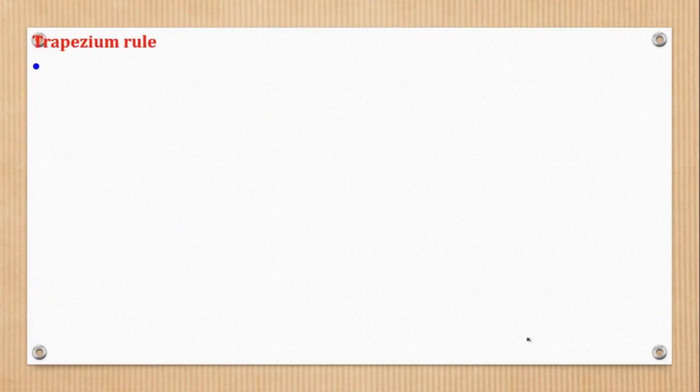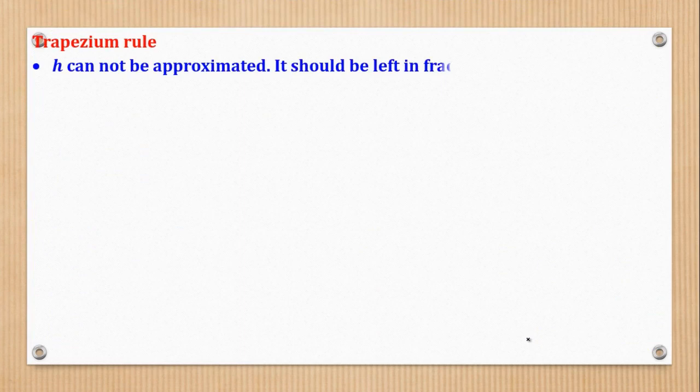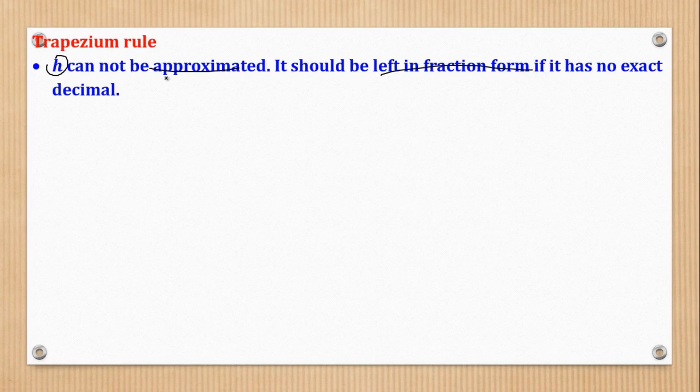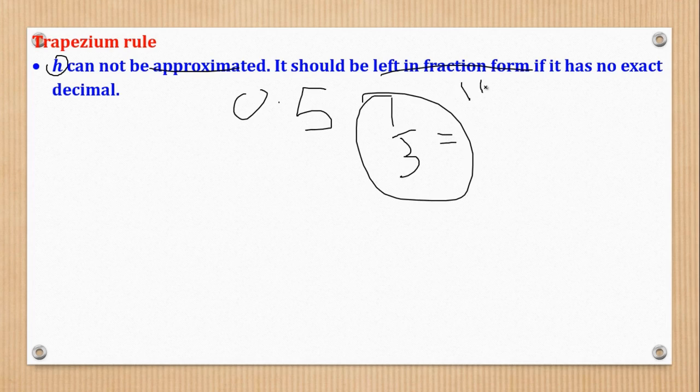Then trapezium rule. The very first thing you need to know is that h can never be approximated. It should be left in fraction form if it has no exact decimal. If h is 0.5, it is okay. But if it is, for example, 1 over 3, then you can't round off. You only write it as 1 over 3. If it is pi over 2, don't say pi is 22 over 7. No, it should be left as pi over 2.